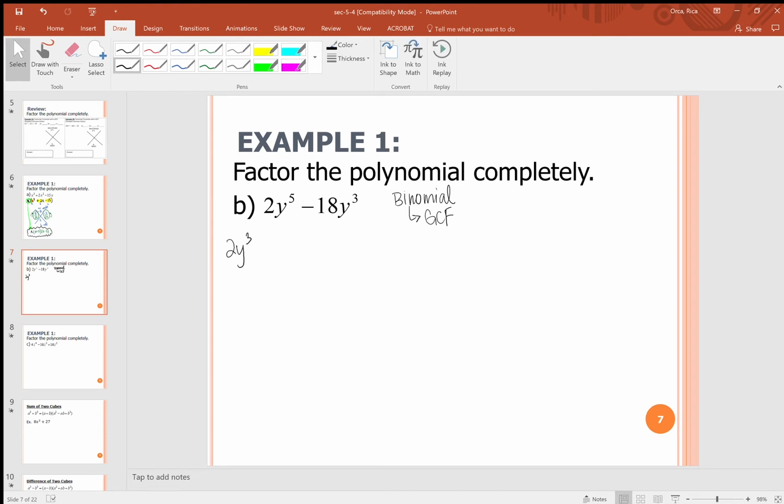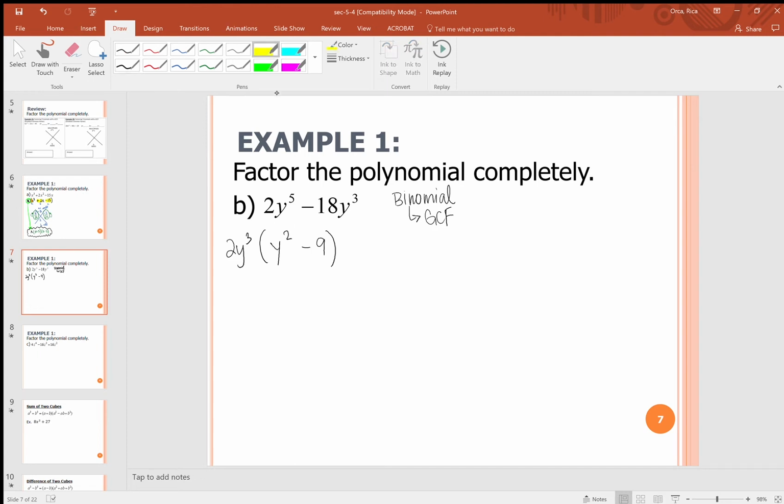2 goes into both 2 and 18. And y to the third is the smallest variable. 2y to the third times y squared is y to the fifth. And 2y to the third times negative 9 is negative 18y to the third.